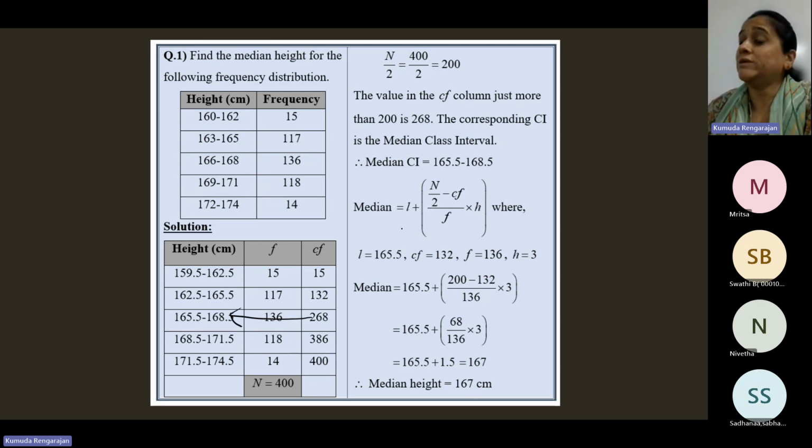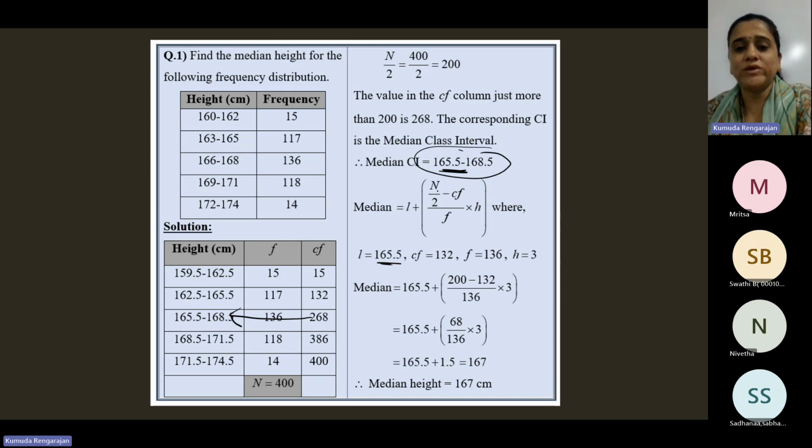Now what is L? The lower limit of the median class interval. Which lower limit? Of the median class interval. Which is the median class interval? This one. Lower limit, this one. So, correct? Then, n by 2 we have already written on top, so I have not written it again.